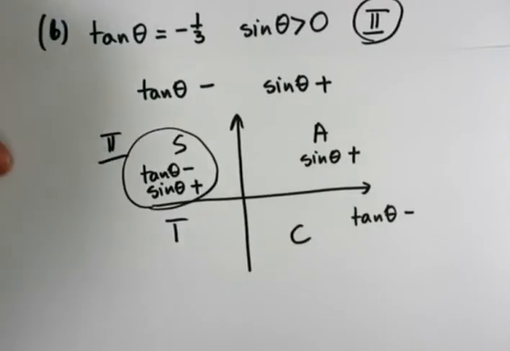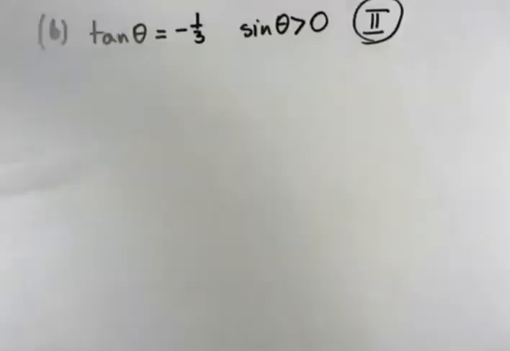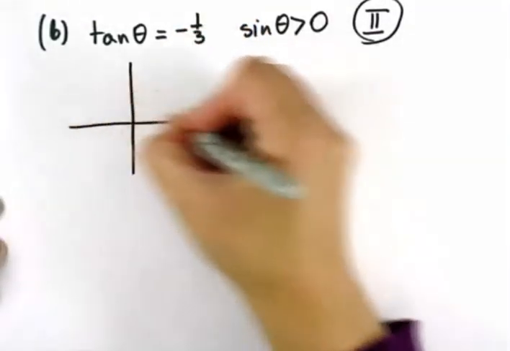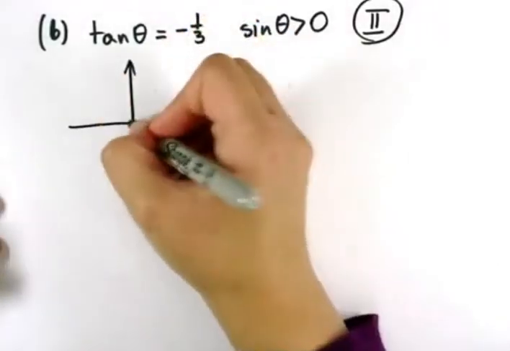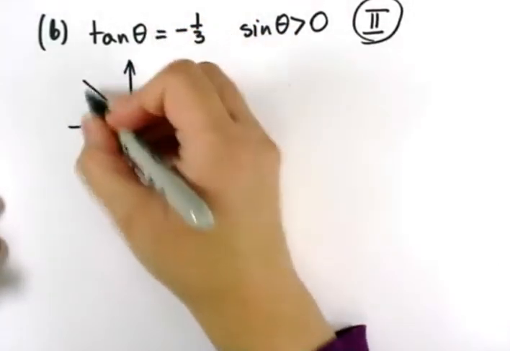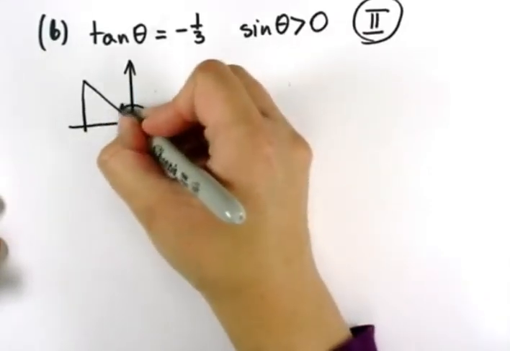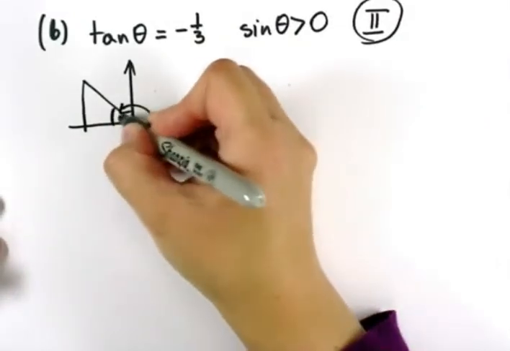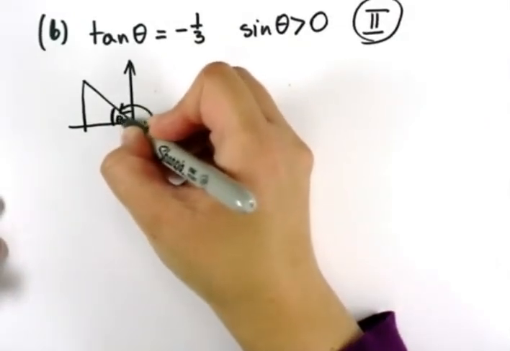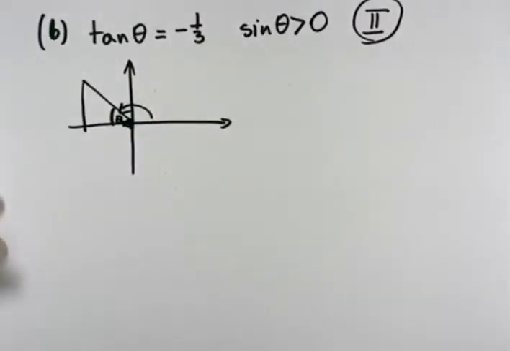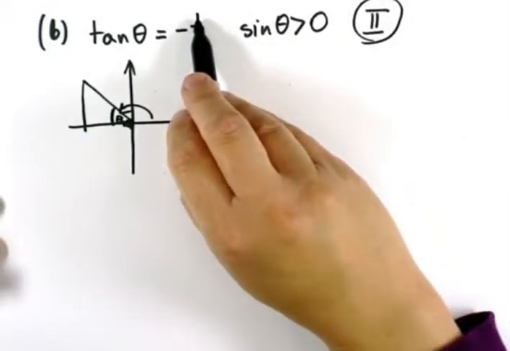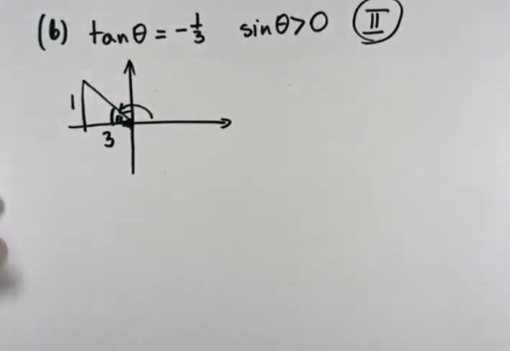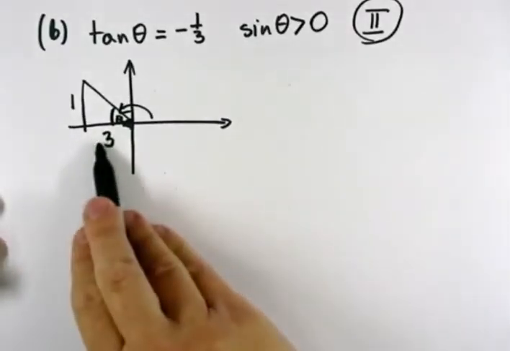Okay, so now I can draw my triangle. We are in the second quadrant, so I'm using the reference angle. This would be my reference angle, theta ref. Tangent is opposite over adjacent, so opposite is 1, adjacent is 3. If you think, you can say that this one is minus 1.